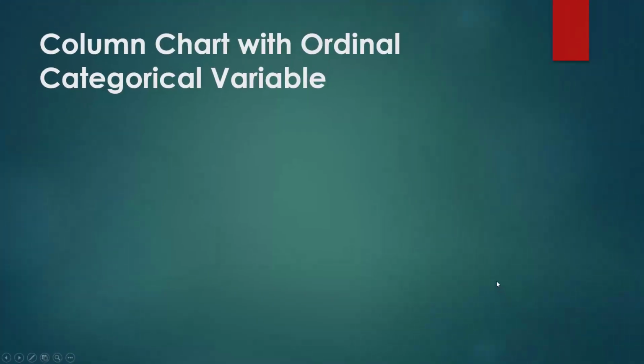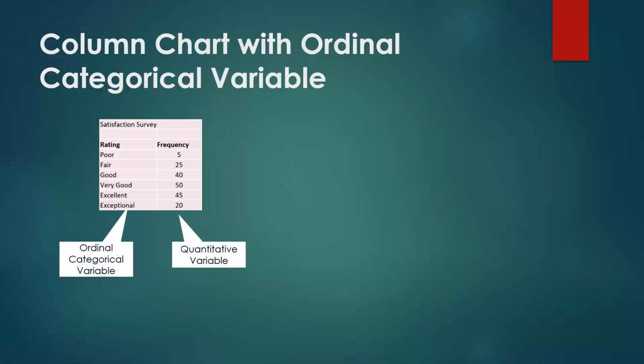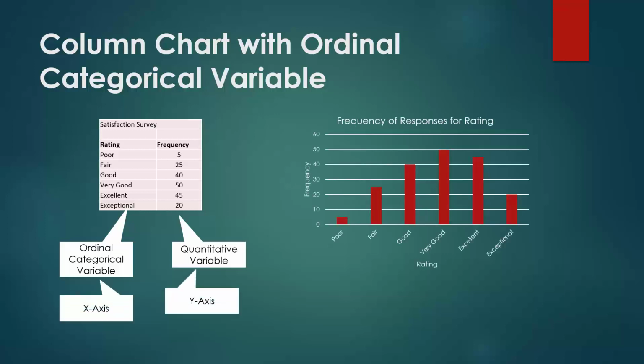And finally, we will see a column chart where the categorical variable is ordinal in nature. So this is my data. This is my categorical variable. It's ordinal in nature. Now I have a quantitative variable called frequency. So this goes on the x-axis, this goes on the y-axis, and there's my column chart.